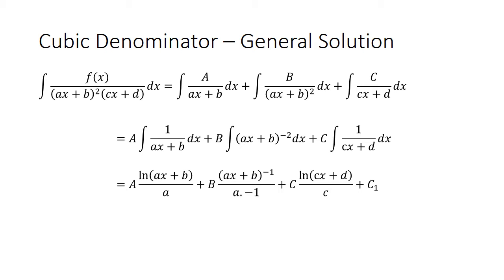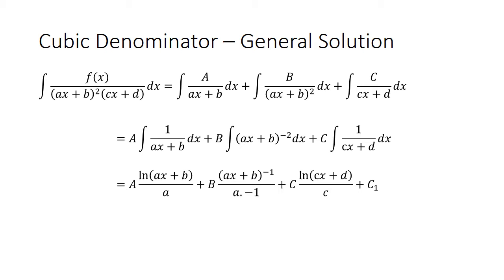The third term is similar to the first term, and the integral is equal to c times the log of small c times x plus d divided by the coefficient of x in this case, which is c. And over here on the right-hand side, we have the constant of integration, which we call c1, to differentiate it from this arbitrary constant here, c.